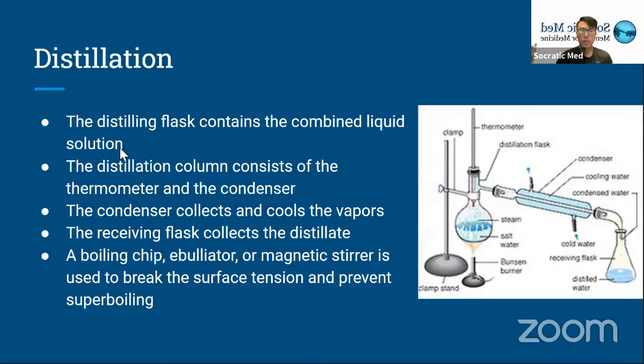So the different parts of the distillation technique: the distilling flask contains that combined liquid solution with the desired product mixed in with other solvents. The distillation column consists of the thermometer and condenser. The thermometer is used to monitor the temperature of when the solutions boil. The condenser is used to cool the vapor and funnel it into the flask. And then the receiving flask on the other end will collect the distillate that evaporates and then condenses.